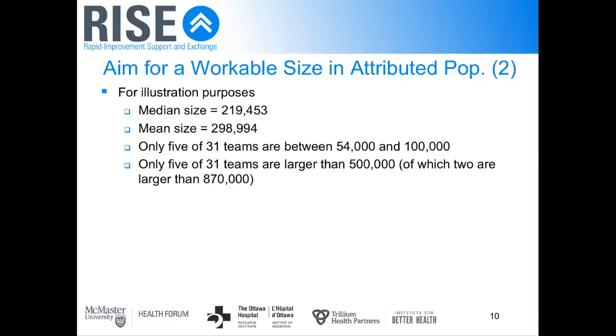If we look at the 5 smallest, they all range between 54,000 and 100,000. And if we look at the 5 biggest, those are all larger than 500,000 people, and 2 of them, of which one is Mississauga, which we just heard about, are larger than 870,000. So that just gives you a feel for where the center of gravity is, and where the smaller ones are and where some of the bigger ones are. So again, no right or wrong answer here, but on the previous slide, some things to think about when you're thinking about size.